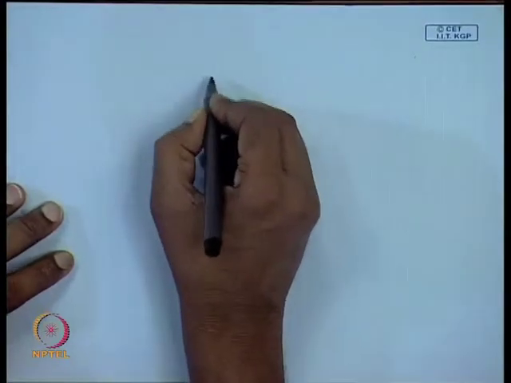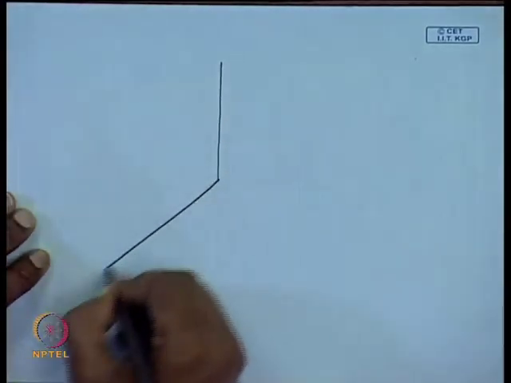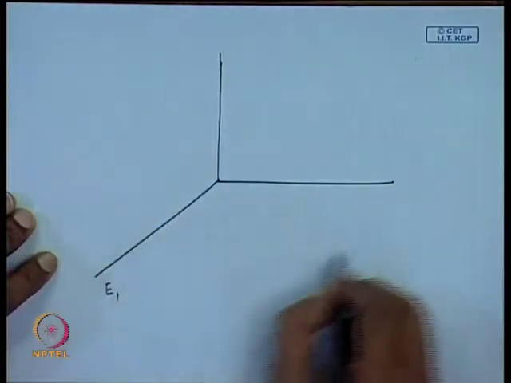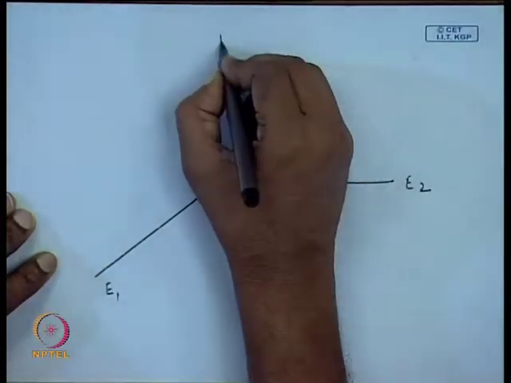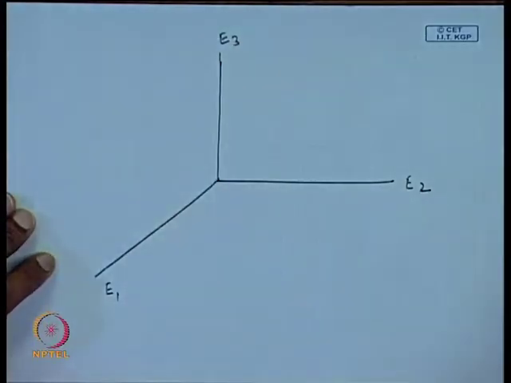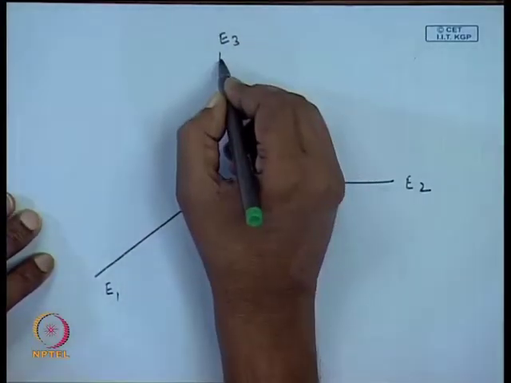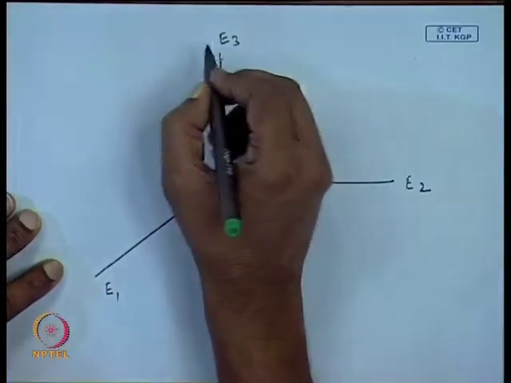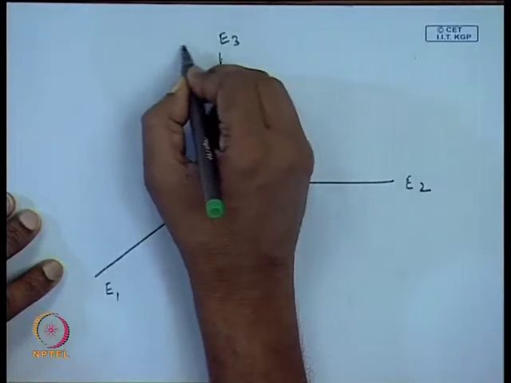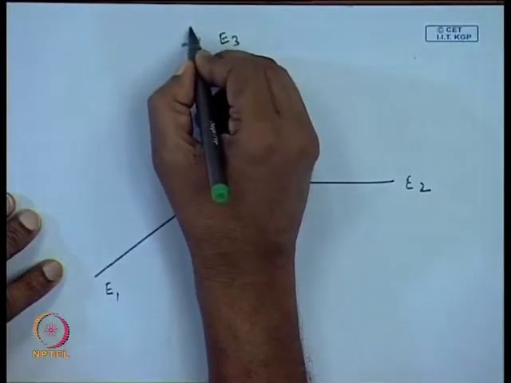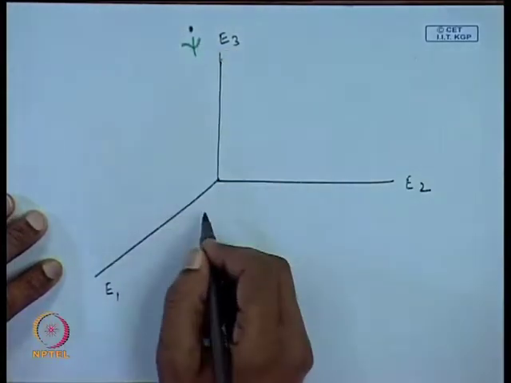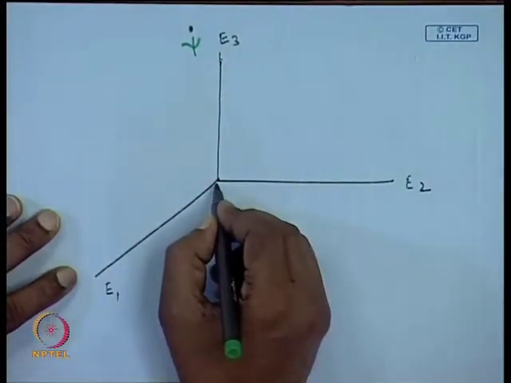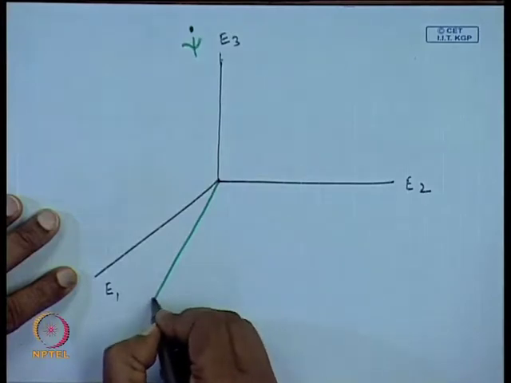So, what we have done just now, we can explode it a little more. This is our E1, E2 and E3, and first we are rotating about E3 by angle psi. So, the rate of change of this angle, psi dot, we indicate here. Okay. So, the next vector is from here to here.